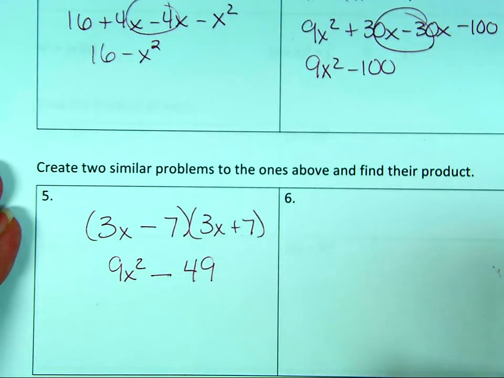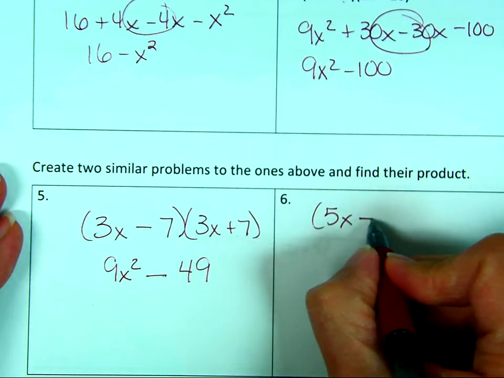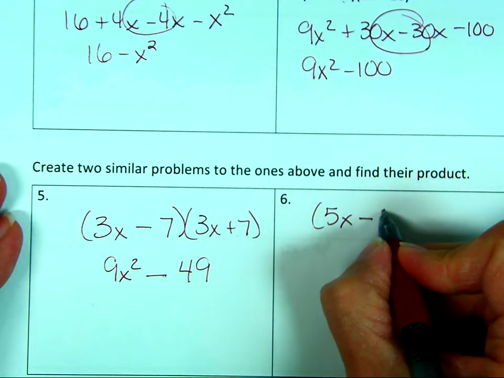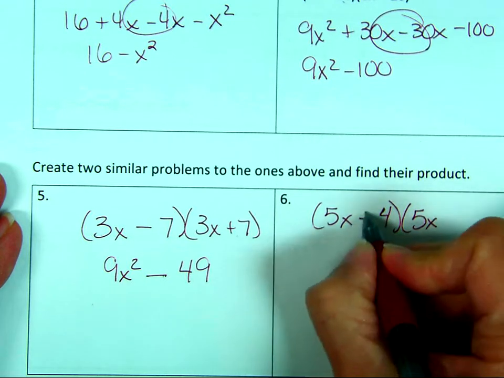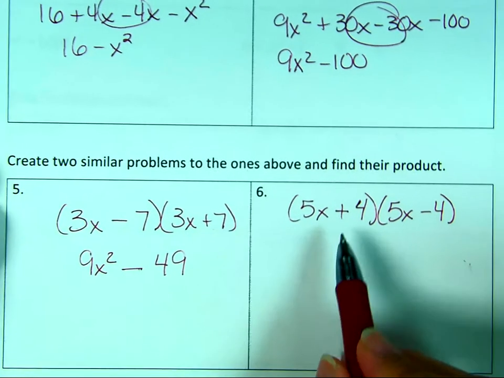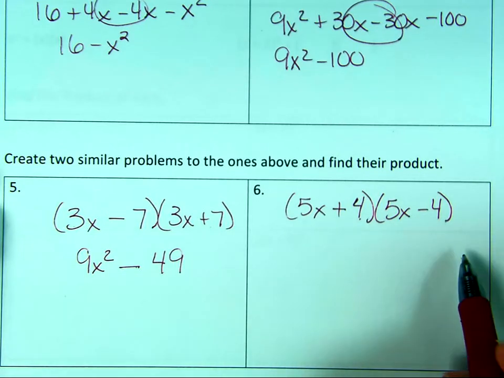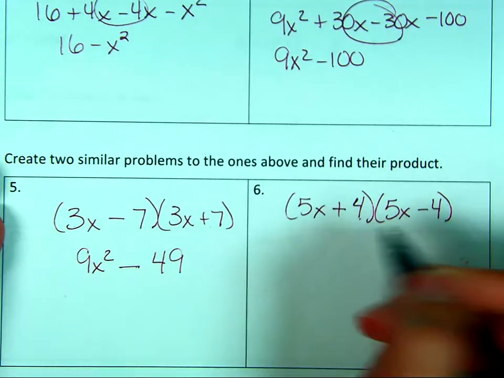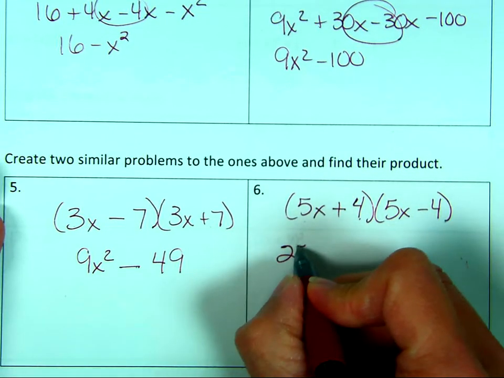So that's the answer. What if I had 5x minus, let's say 4, and 5x. Well, we'll do that one plus and that one minus, just so you see the difference. So 5x plus 4, 5x minus 4, same numbers, one I'm adding, one I'm subtracting. Okay, so that fits our pattern. Well, 5x times 5x, or 5x squared, is 25x squared.